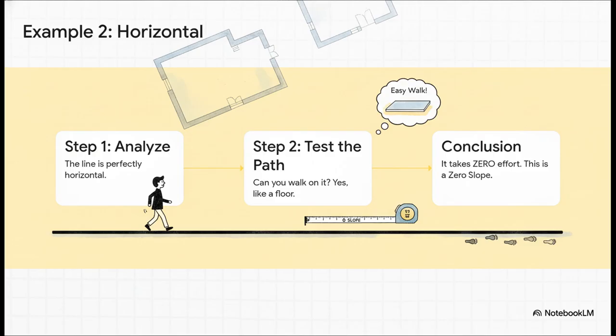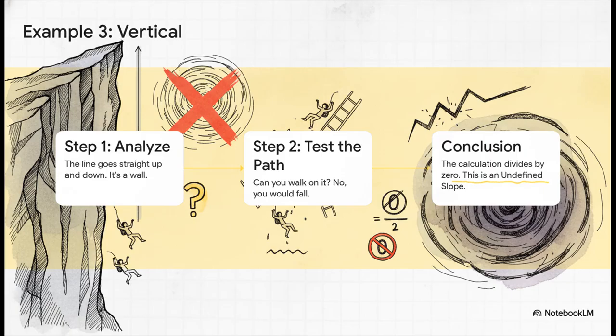Now for our second example. This line is perfectly flat. So let's ask ourselves that question. Can you walk on it? Yep, absolutely. It's like a floor. And since it takes 0 effort to walk on, its slope is exactly that, 0. And here's our last one, the vertical line. Let's ask the question one more time. Can you walk on it? No way, you'd fall right off. It's an impossible wall. And because it's impossible, its slope is undefined.